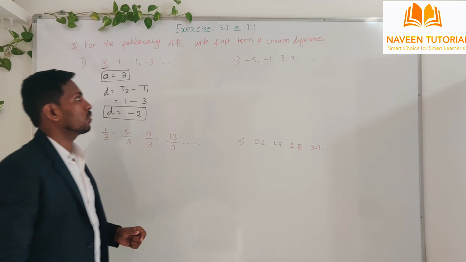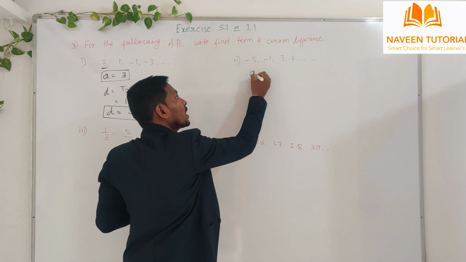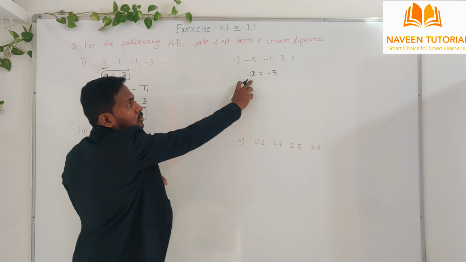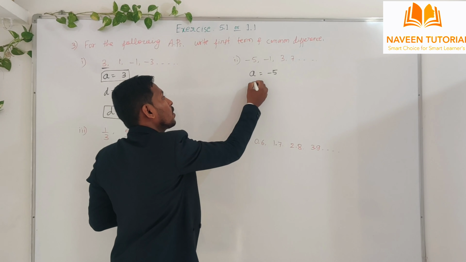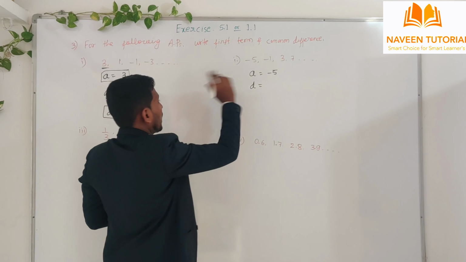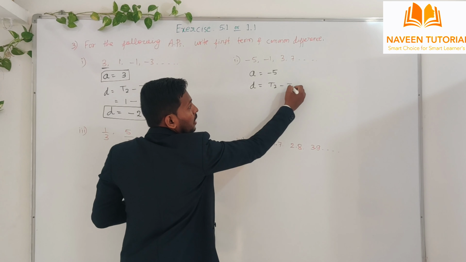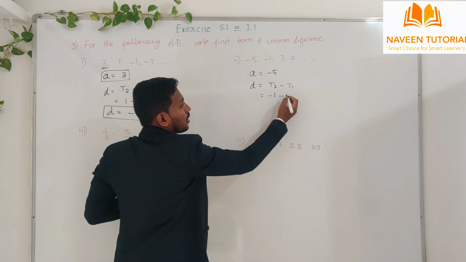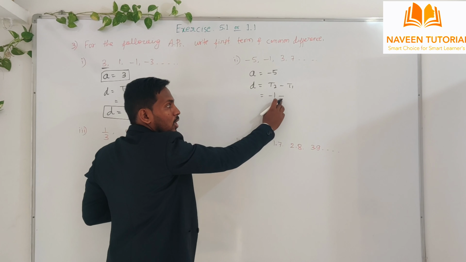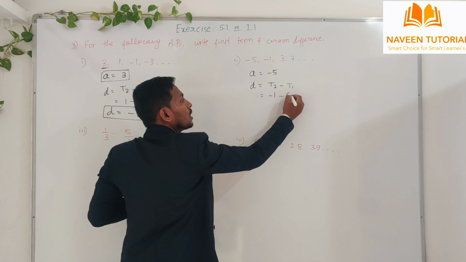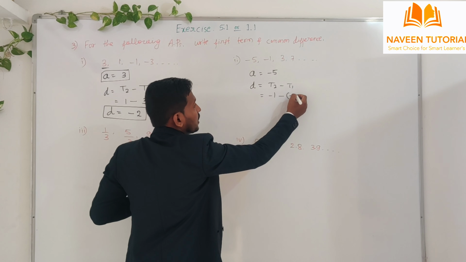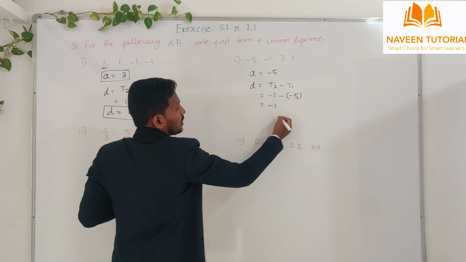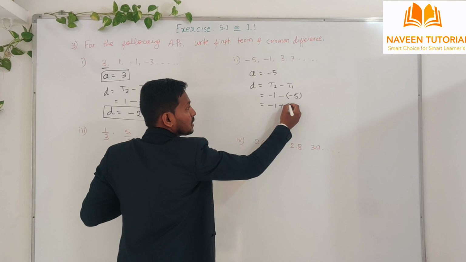Now to move to the second one, A is equal to minus 5. The first term we denote by A, so A is equal to minus 5. And now D is equal to T2 minus T1, again the same formula. So T2 value is minus 1. In the formula we have minus, and T1 should be written in the bracket, that is minus 5. Now minus 1, then minus, minus 5, that is plus 5.